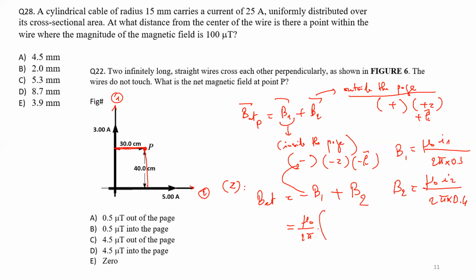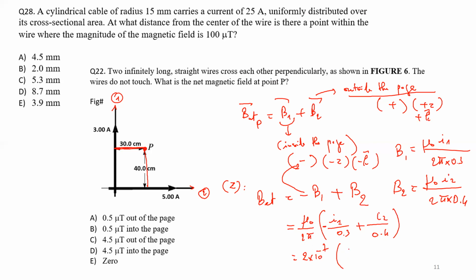Okay. So here I will have what? I will have I1 divided by 0.3. And of course, don't forget the negative sign. And here we'll have I2 divided by 0.4. Don't forget the negative sign. Of course, mu naught divided by 2 pi gives you 2 10 to the power minus 7. Do you agree with me?